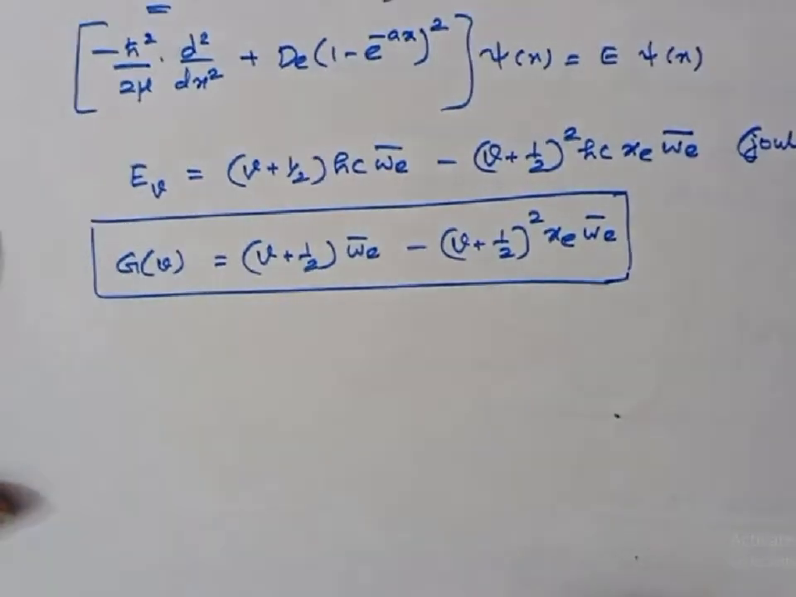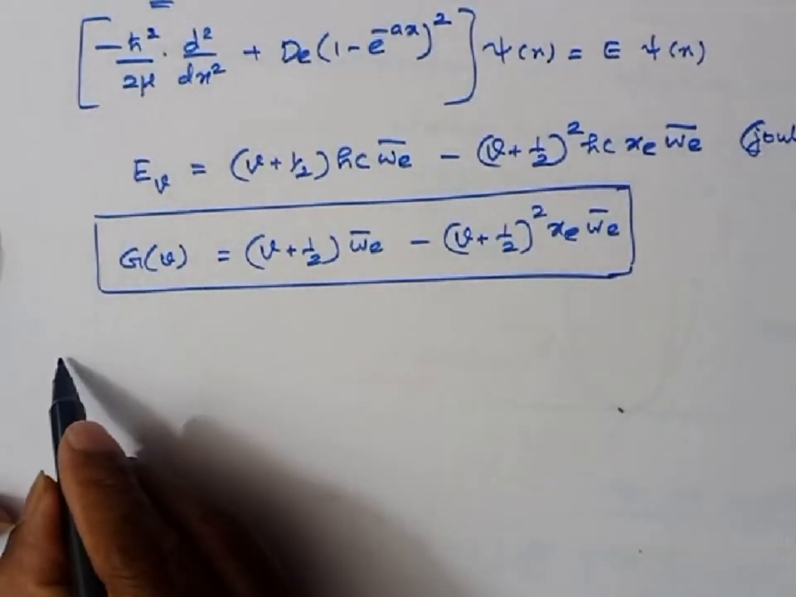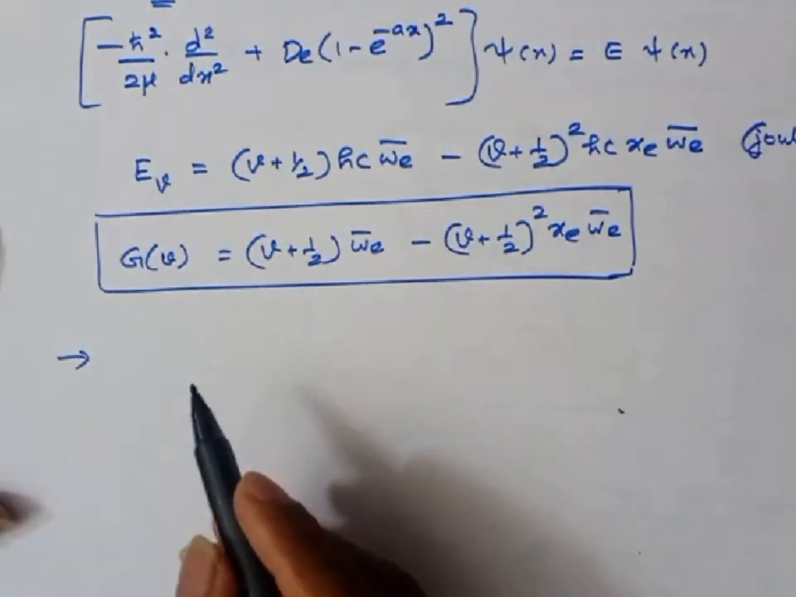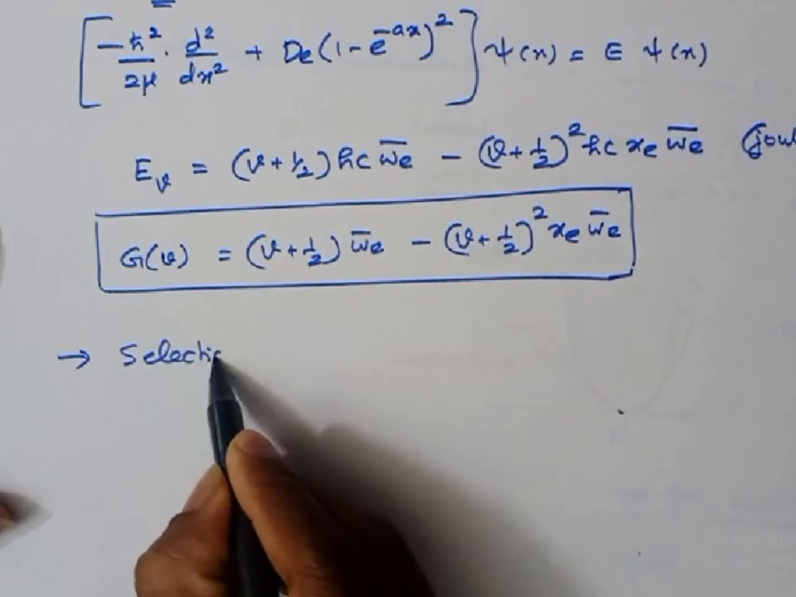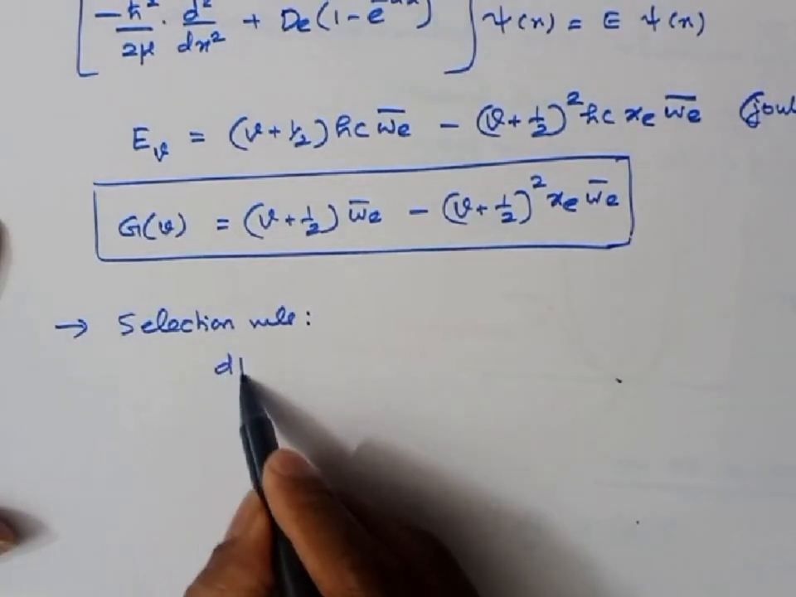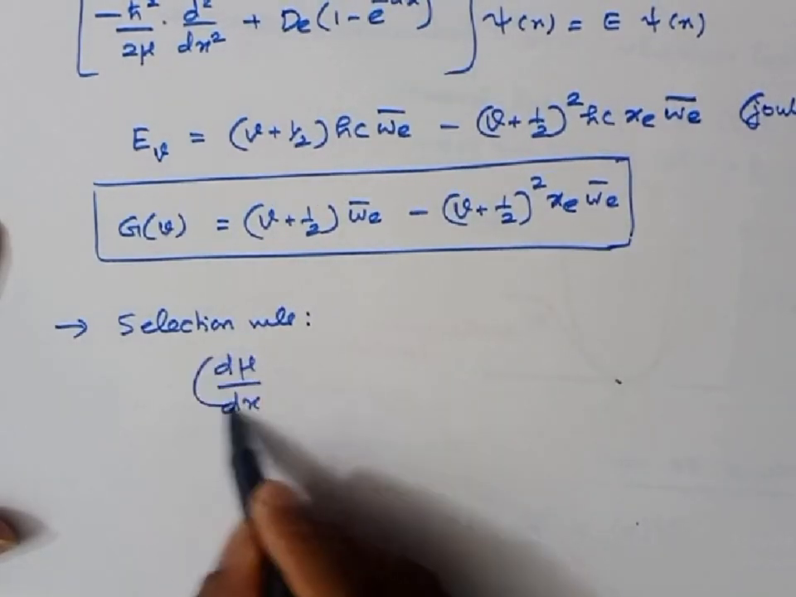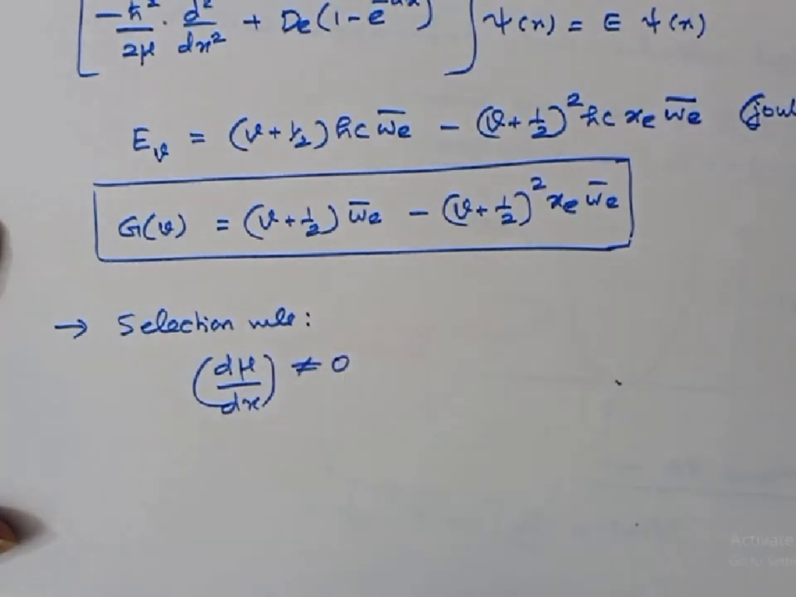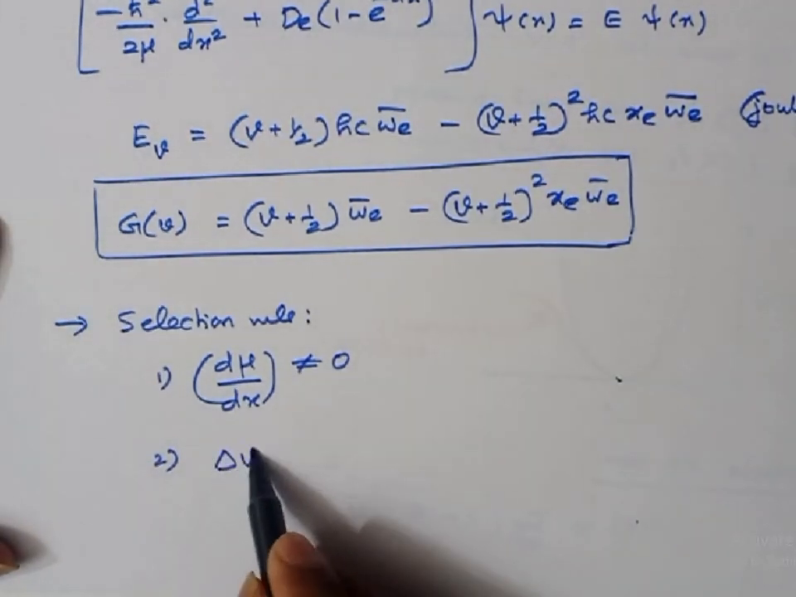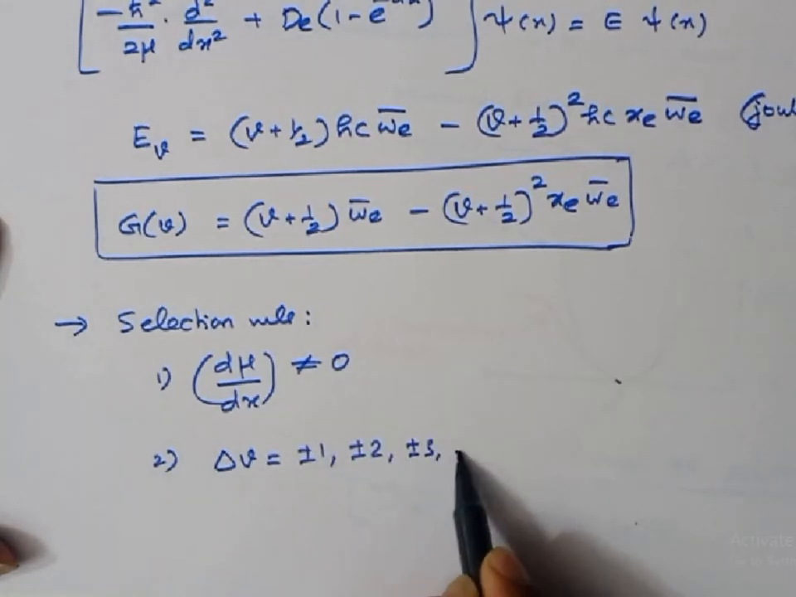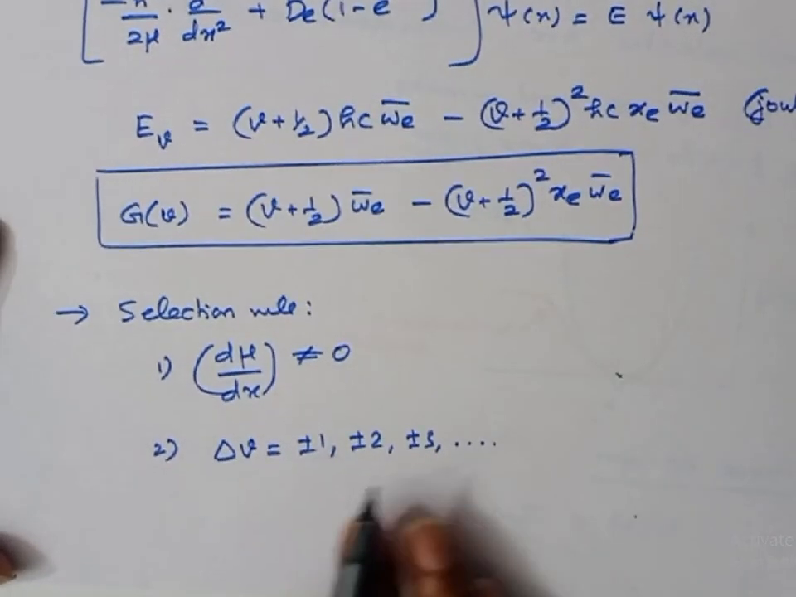So this is the energy expression, and in the last class we discussed the selection rule. What is the selection rule? The selection rule says that the dipole moment of the molecule during vibration should change. This is the gross selection rule. And what is the specific selection rule? The change in vibrational quantum number should be plus or minus 1, or plus or minus 2, or plus or minus 3, etc. All these are allowed values.